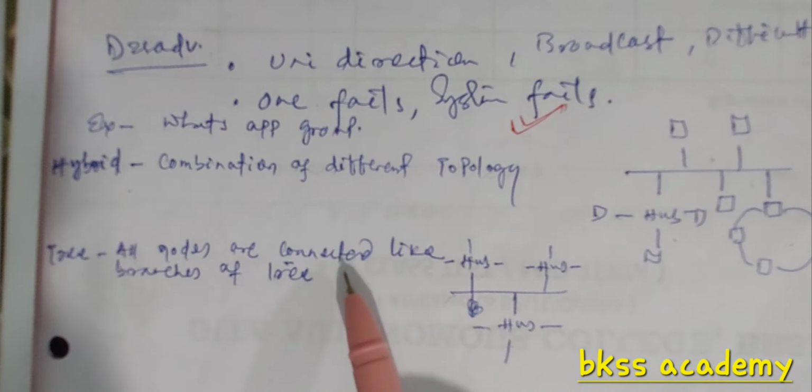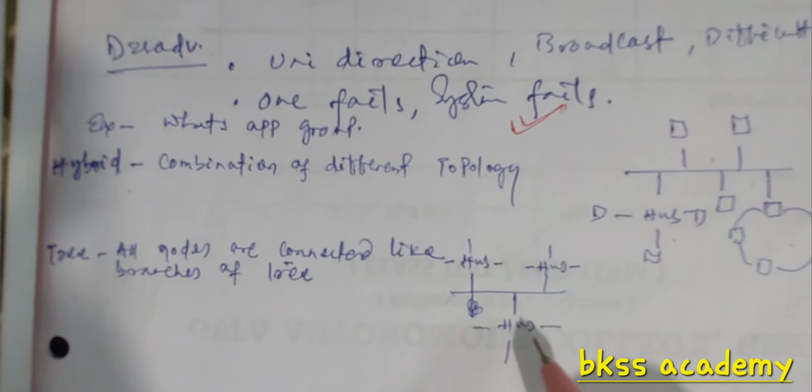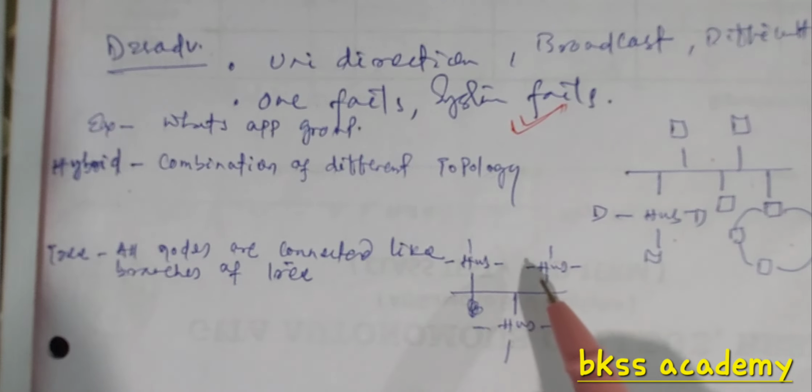And tree topology is also another one. All nodes are connected like branches of a tree. So this is the hub, this is the hub, this is the hub. So one star topology is there, and its two branches are two other star topologies.